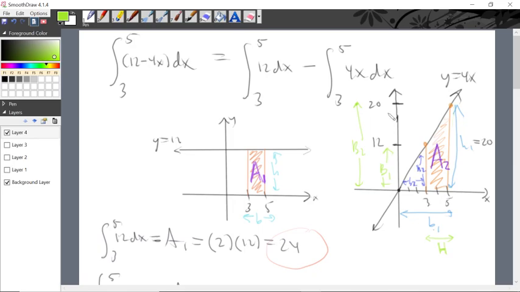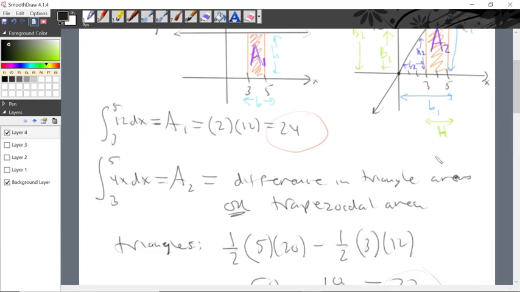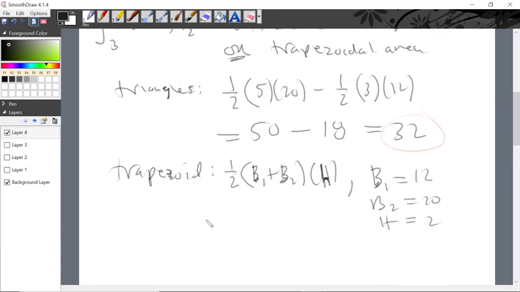So B1 is 12, B2 is 20, and then H was equal to 2. It was the distance from 3 to 5. So the trapezoid area is 1/2 times 12 plus 20 times 2. Half of 2 is 1, and then 12 plus 20 is equal to 32. We get the same value as we had here.